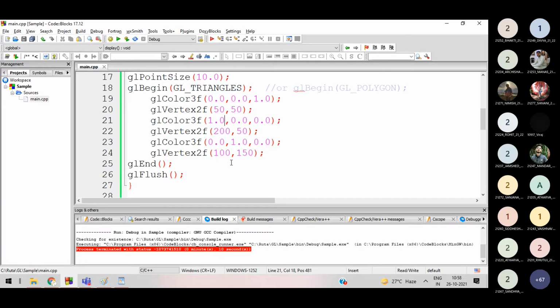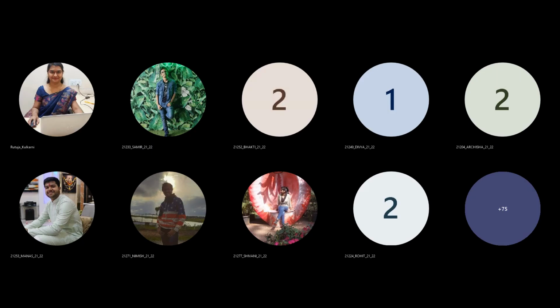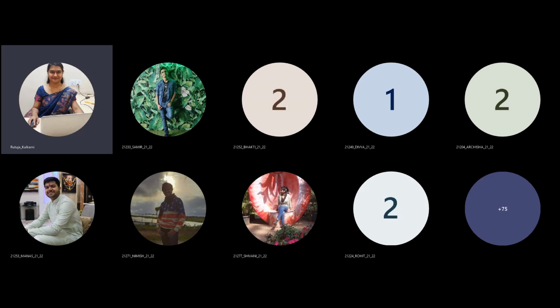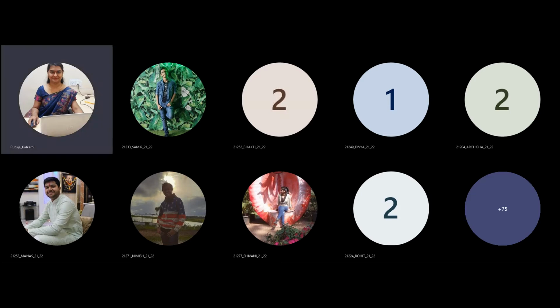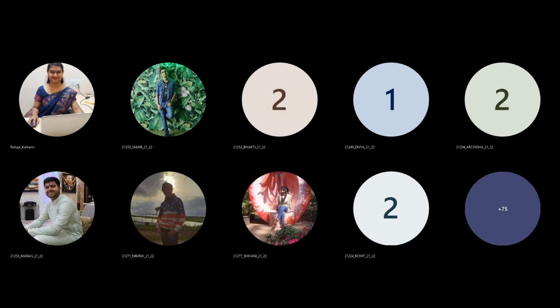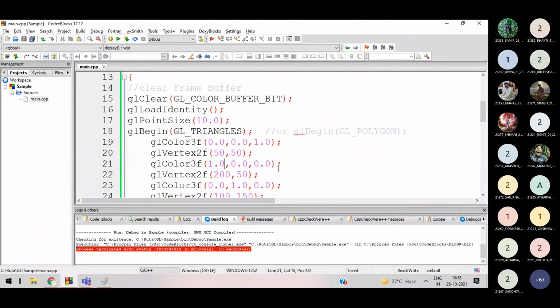Okay. Try for line as well. GL_LINES. Try it by yourself. Display one end of the line with red color and another end with the blue color. Try it by yourself and let me know whether you are getting the line or not. Vertex values you can choose by yourself.